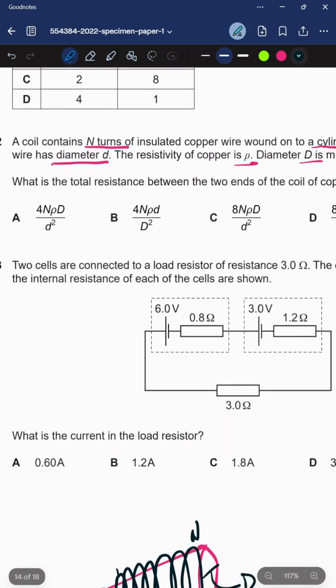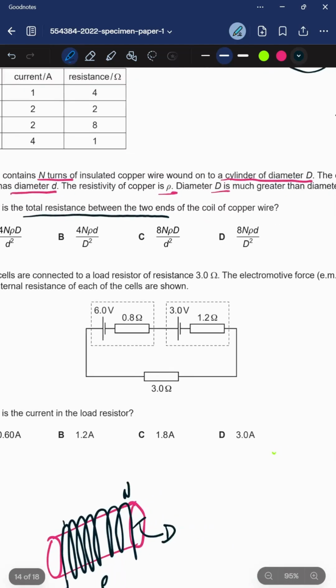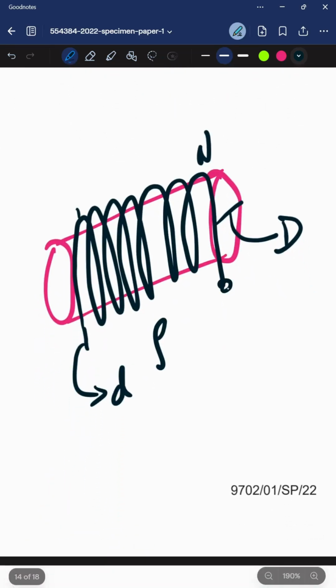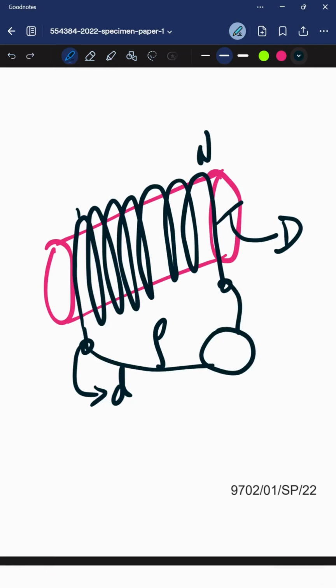Now the question is, what is the total resistance between the two ends of the coil of the copper wire? So we need to figure out the total resistance from here to here. This is a length of wire, right? So we need to figure out the resistance of this wire. If you connect an ohm meter between these two ends, you must get a certain value. So we need to calculate that value. What could be our strategy?